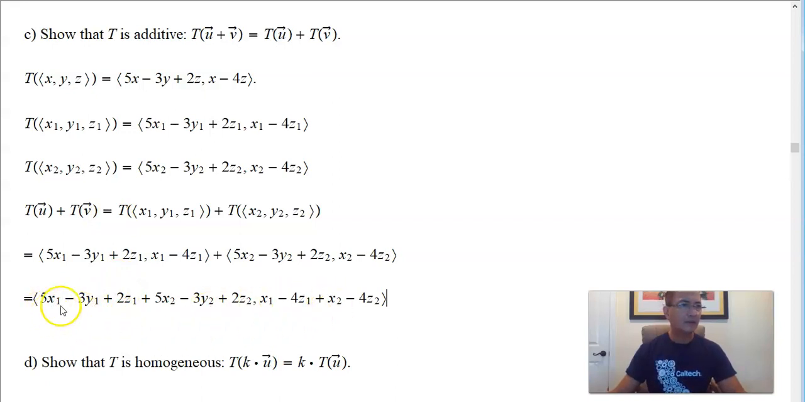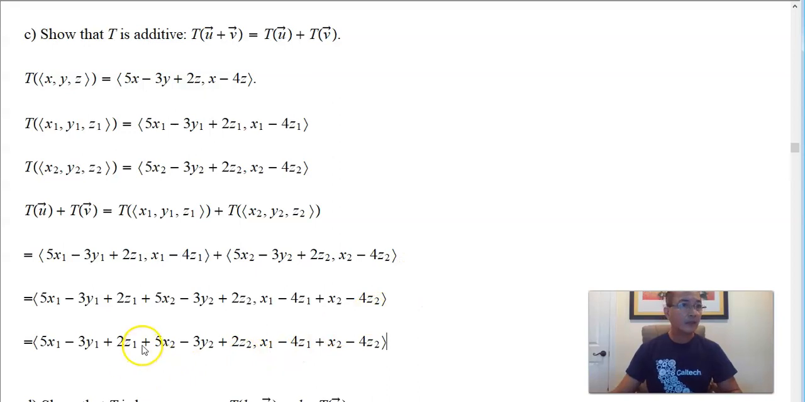Well, oh, there's a 5x1 here and a 5x2 there. So of course, we can bring them closer to each other. So let's scoot 5x2 over here, and then minus 3y2 scoot over here, and 2z1 plus 2z2 are together. How about the second component? x1 plus x2 minus 4z1 minus 4z2.